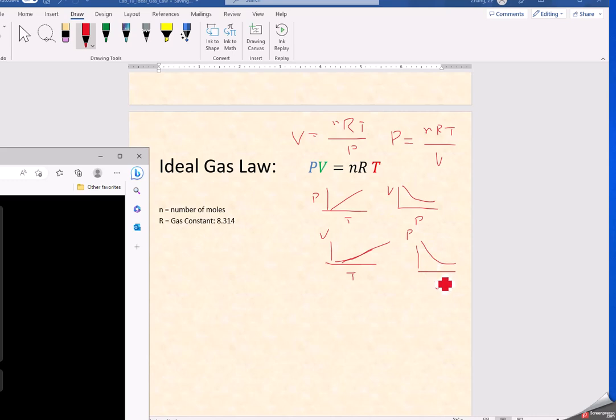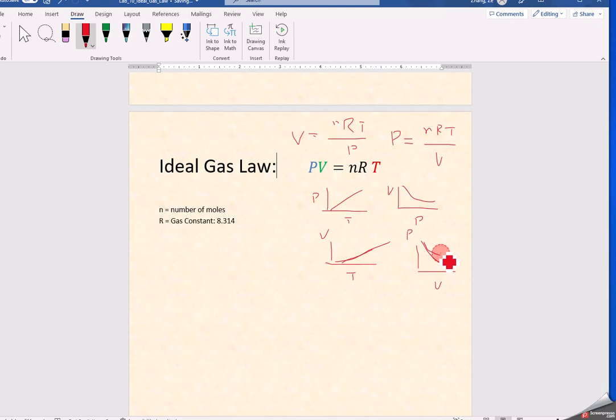When the volume is large, the pressure drops. When volume is huge, the pressure goes to zero. But on the other hand, if your volume goes small, the pressure goes high, because you squeeze. So that's this relation.